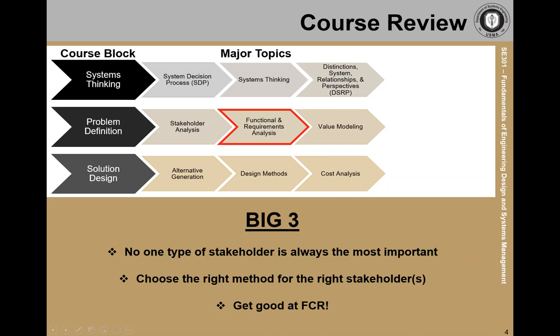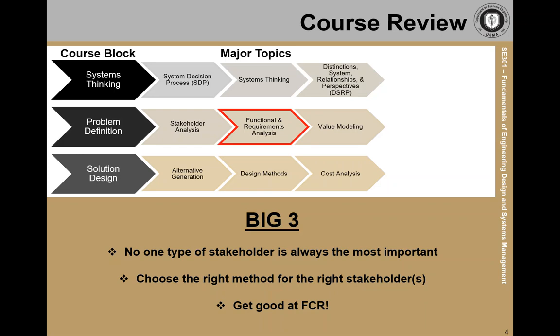My big three, my key takeaways from last class, where we did an intro to problem definition and stakeholder analysis. So first up, no one stakeholder is always the most important. There may be times where our decision authority is the person we really want to make sure we capture all their needs and cater to them. There's certainly going to be other times where that person might be the owner of the system or the client, or maybe we have to balance everybody's different perspectives equally, right? So no one stakeholder is always the key or the most important in any given situation.